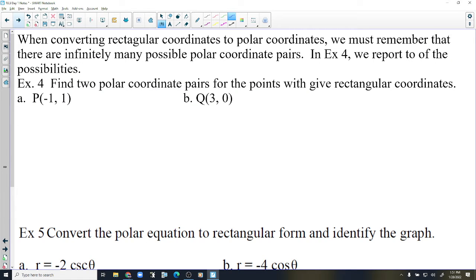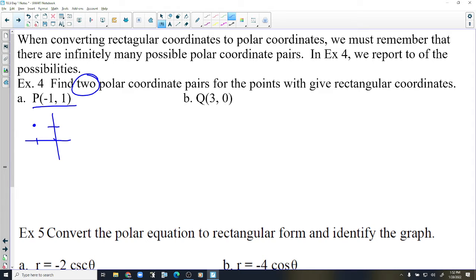When converting rectangular coordinates to polar coordinates, we must remember that there are infinitely many possible polar coordinate pairs. You could just keep going around the circle. You could have an infinite amount of coordinates for one single point. Find 2 polar coordinate pairs for the points with given rectangular coordinates. So the point negative 1, 1.